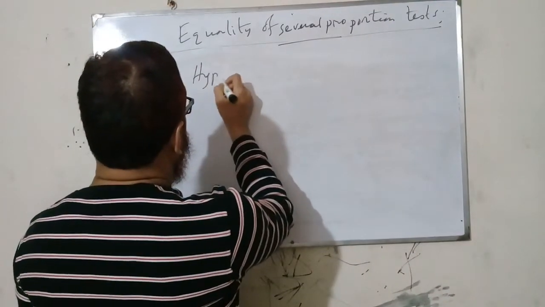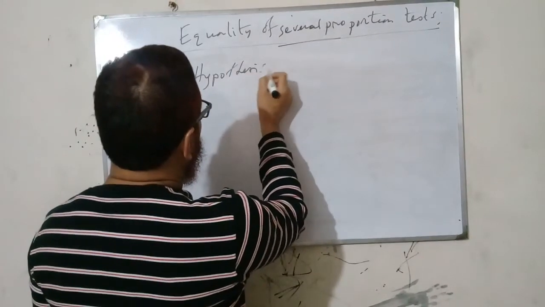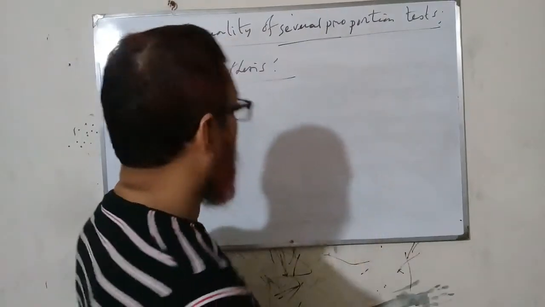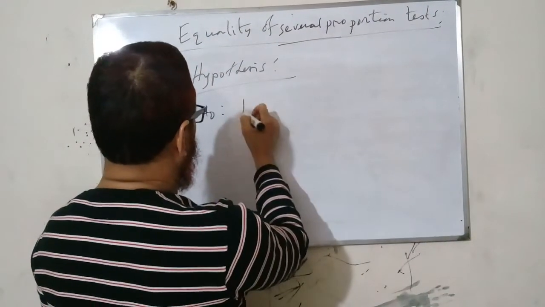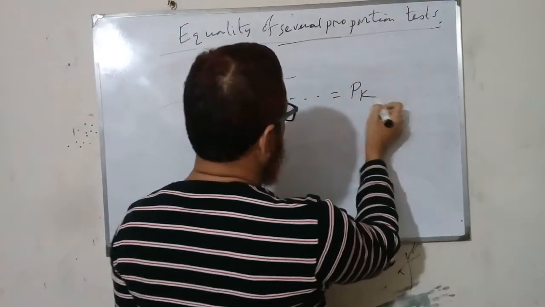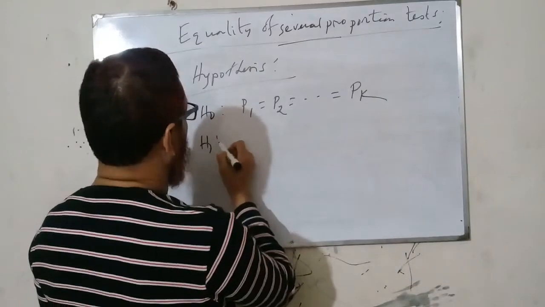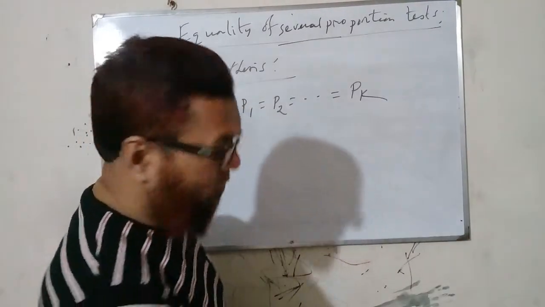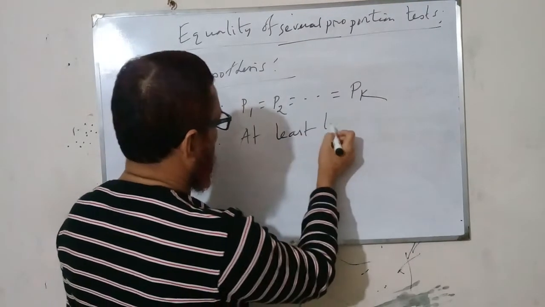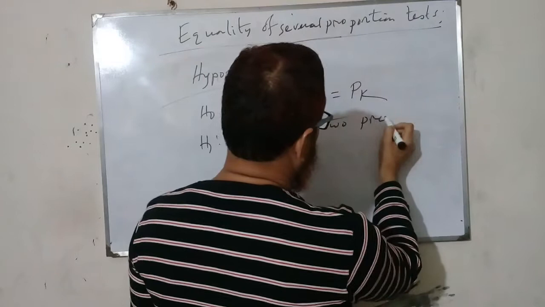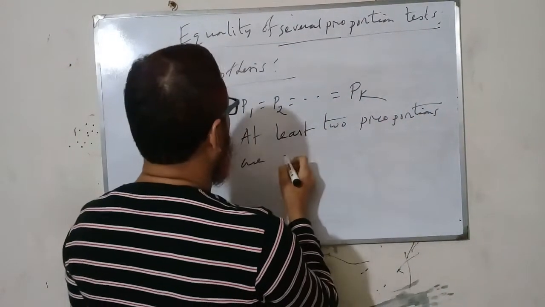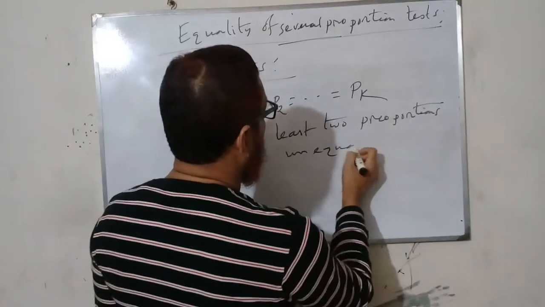Number 2, hypothesis. Our null hypothesis is P1 equal to P2 up to Pk. Alternative, at least two proportions are unequal.